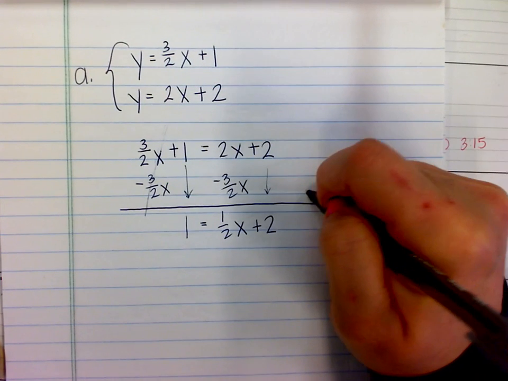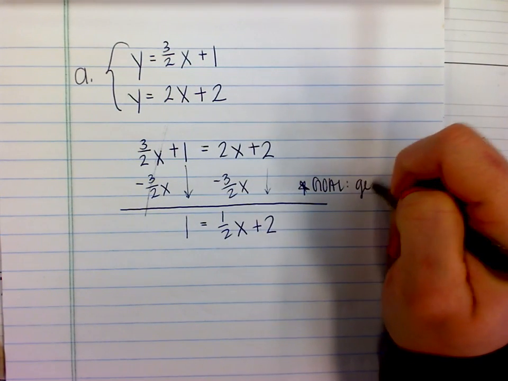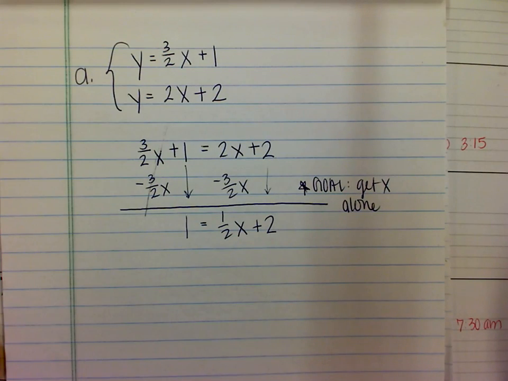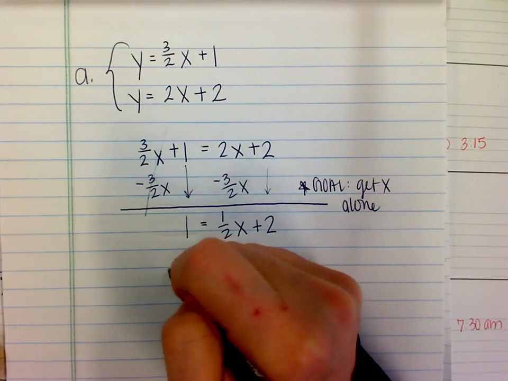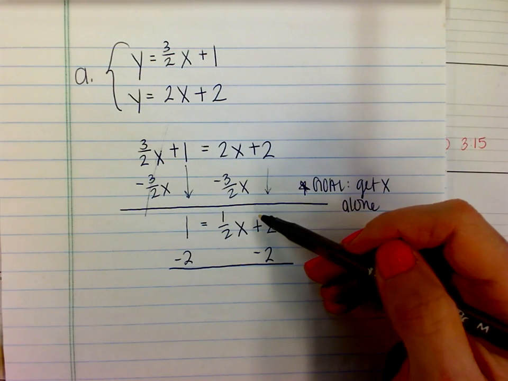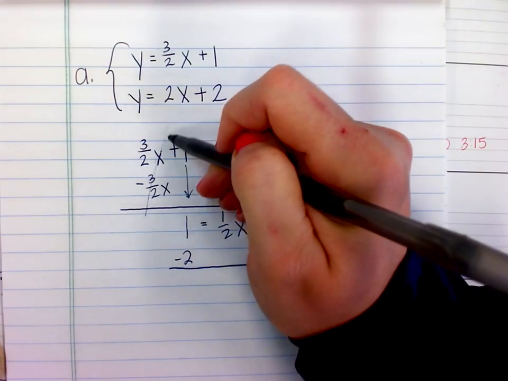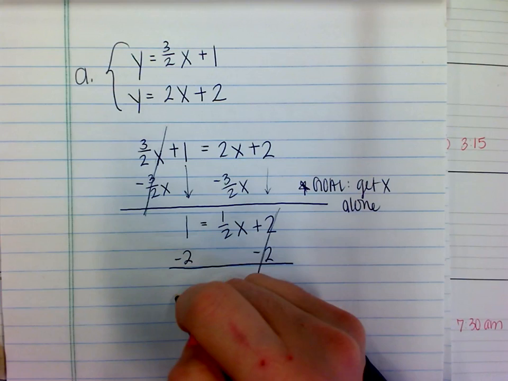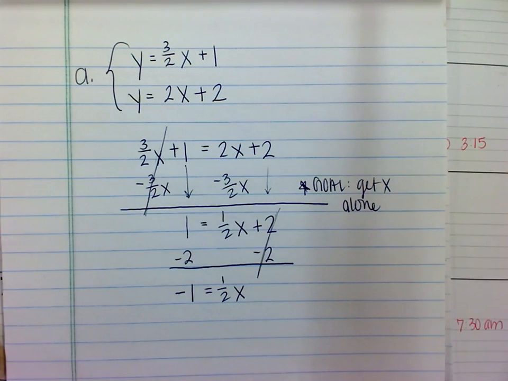Now, again, our goal is still to get x alone, right? So I'm now going to subtract the 2 from both sides that's sitting here because I'm undoing this positive operation. Those cancel. And I'm left with 1 minus 2 is -1 equals 1/2 times x.